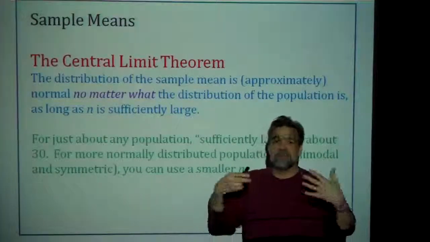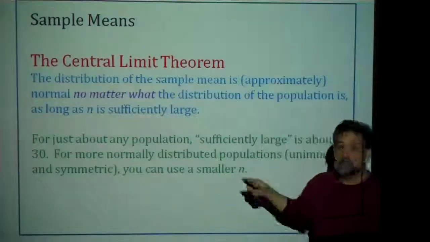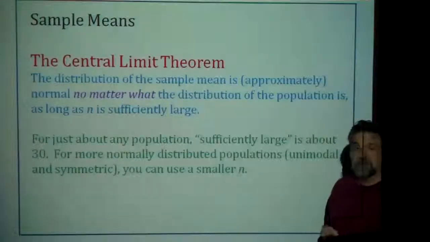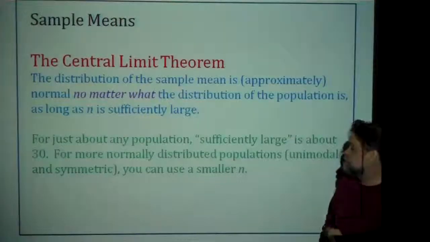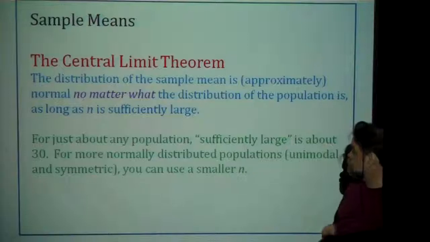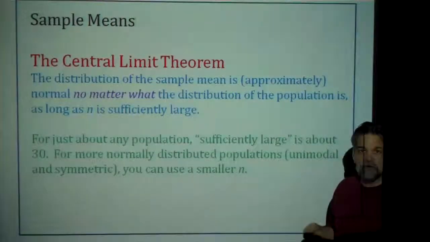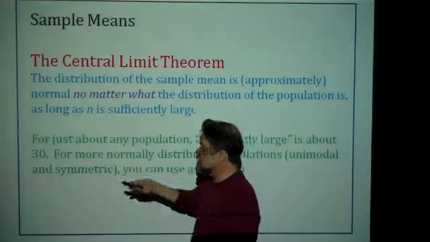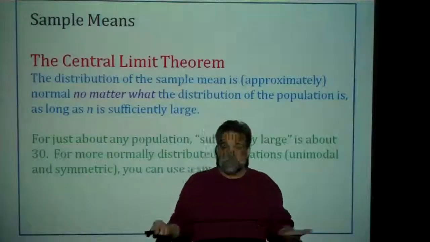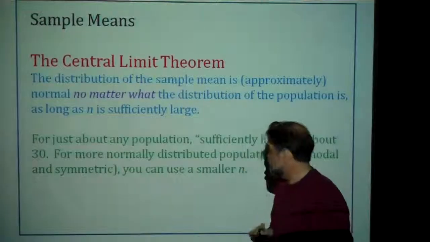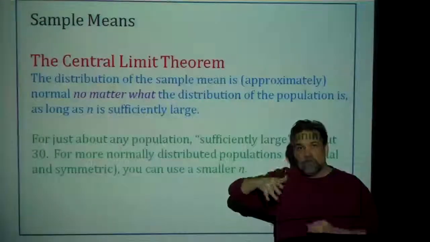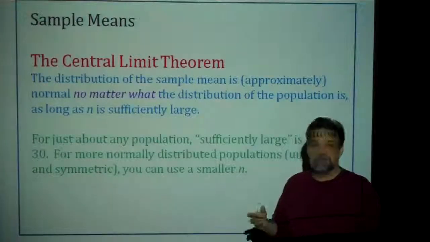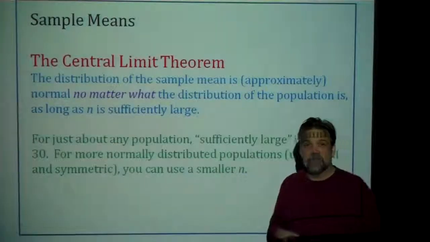Okay, and again, you're going to say, what do you mean by sufficiently large? Well, for just about any population, sufficiently large is going to be about 30. It just works. For more normally distributed populations, like unimodal and symmetric populations, you can use a much smaller N than 30. If it's normally distributed, you can use an N as small as 2. And if it's unimodal and fairly symmetric looking, an N of 10 will be great. Sometimes smaller than that. So you won't have to do much work at all.